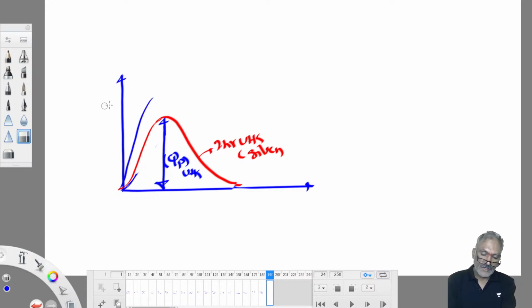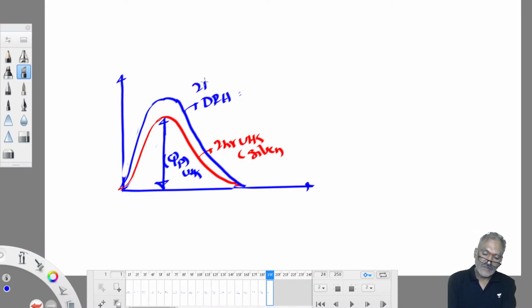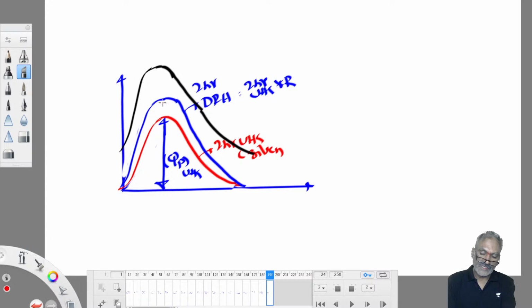So how to get the direct runoff hydrograph? Unit hydrograph ordinates into R. That will give the direct runoff hydrograph. So the direct runoff hydrograph is equal to the 2-hour unit hydrograph into R. Once you get the direct runoff hydrograph, you can also find out the flood hydrograph or whatever it may be. So the peak ordinate of the direct runoff hydrograph, this is the second question answer.